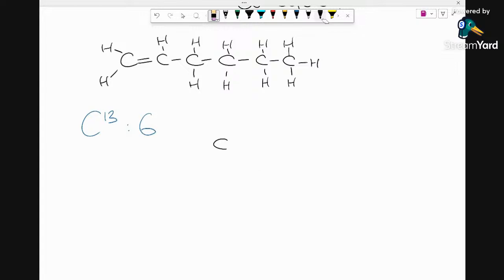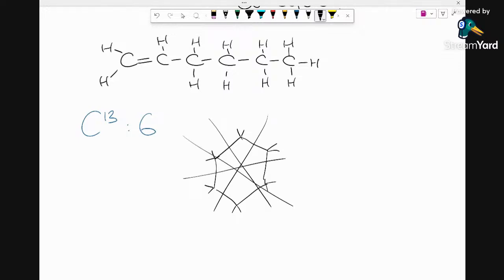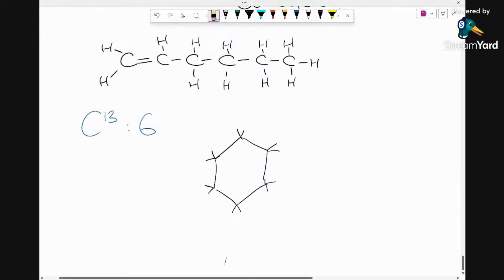But the other thing that I can do is I could turn this into a cyclo. I could turn this into cyclohexane. And if I do that, my peaks go to 1. Isn't that cool? Branching will take you so far, but in reality, cyclos can go an extra 1. I can cut this all the way down to a single environment by going into cyclohexane.